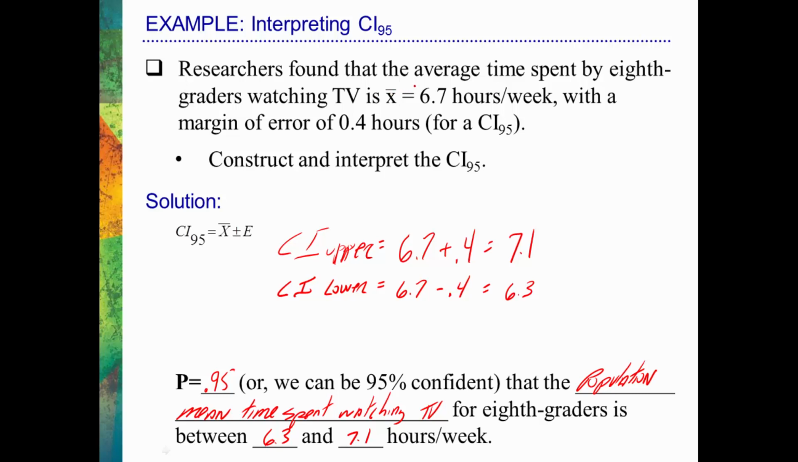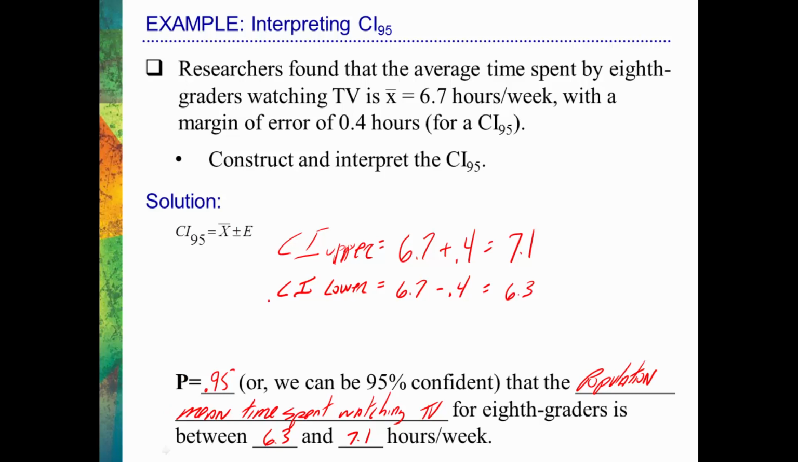I want to figure out, what does that represent for the population? What's the population mean time spent watching TV? That's what I'm trying to learn about. And then of course I need to list what the values are in my confidence interval. So those three components are necessary for any valid interpretation. The math is obviously very straightforward.